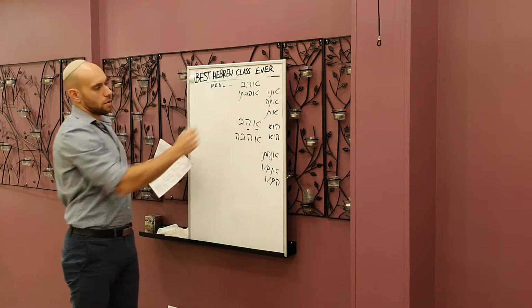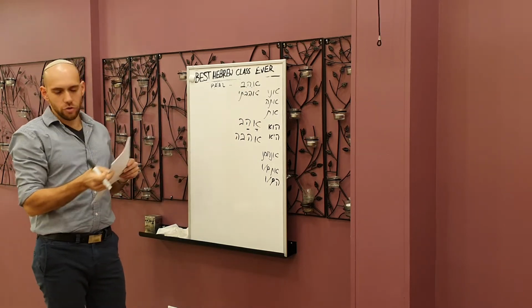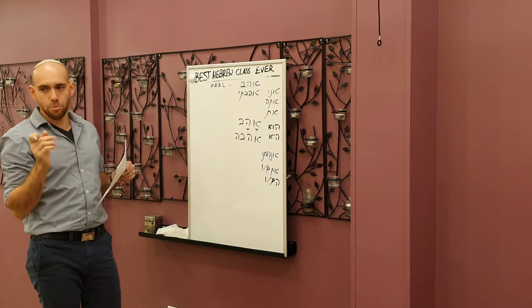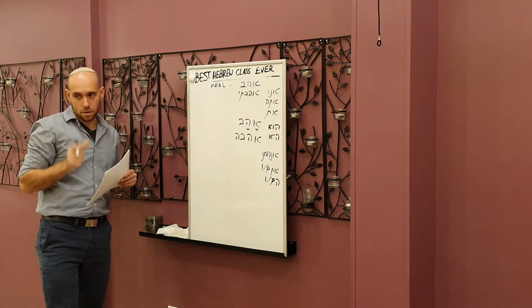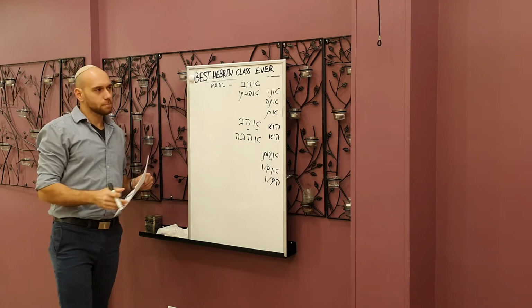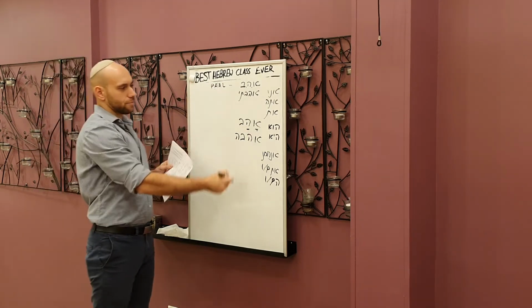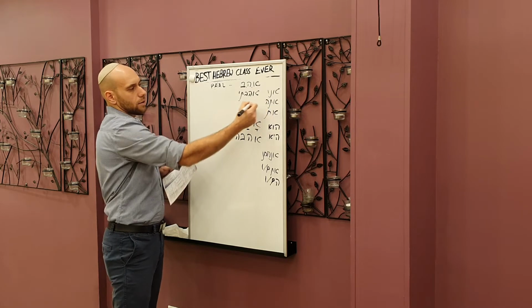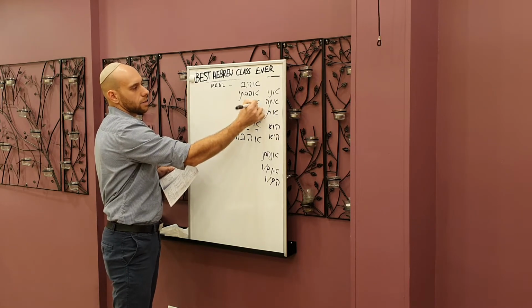So it's not ani ohev. Ani ohev is correct, but that wouldn't be past tense, it's pa'al. So ani ahavti. Ahavti, this is past tense. Yeah, this is past tense right now. So, okay, ata ahavta.